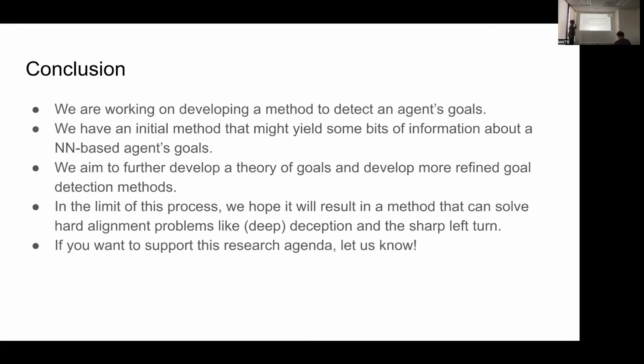Okay, so to conclude, we're working on developing a method to detect an agent's goals via interpretability. We have an initial method that might yield some bits of information about the neural network-based agent's goals and future behavior. We aim to develop this theory further and develop more refined goal detection methods. And in the limit of this process, for the reasons that Arun mentioned at the beginning, we hope it will result in a method that can solve hard alignment problems like deep perception and the sharp left turn.